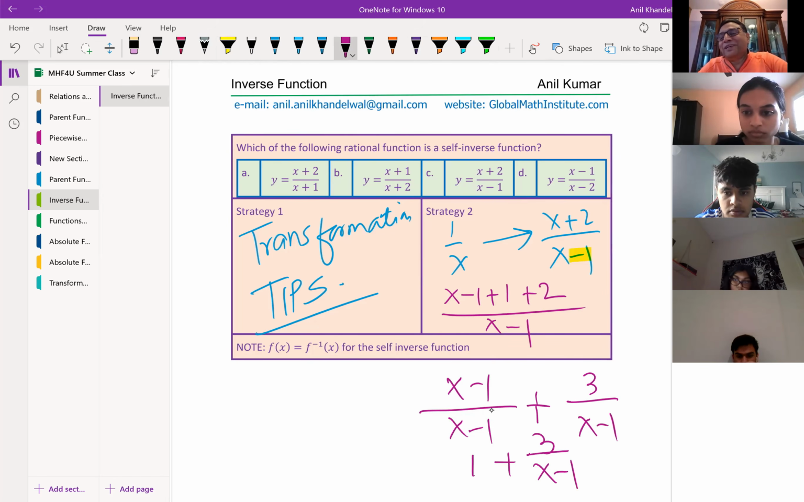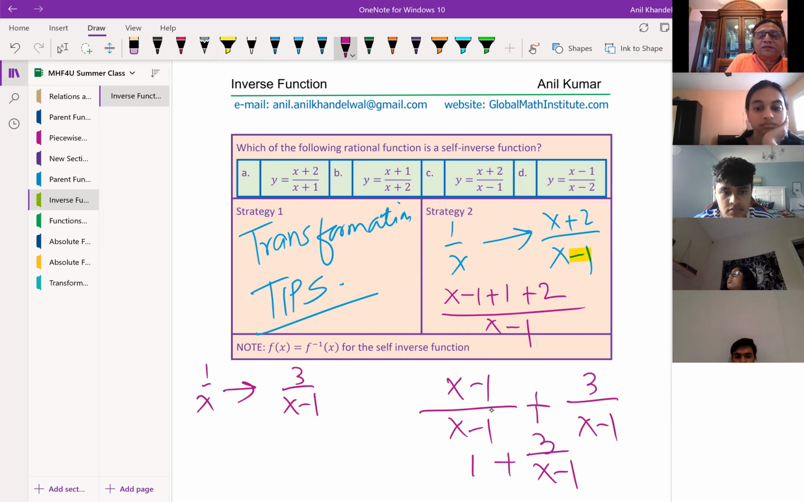Now you can tell me the transformation. Do you see that? Now, Hamza, tell me what is the transformation of this function. We are transforming from 1 over x to this function, which is 3 over x minus 1 plus 1. Yeah, tell me.